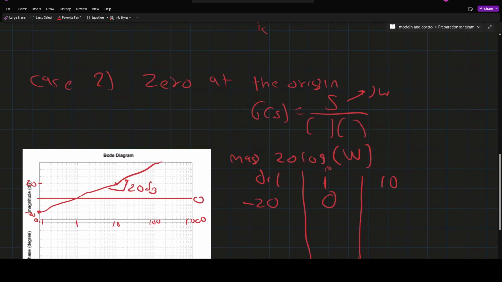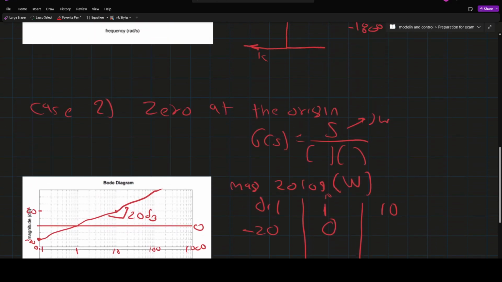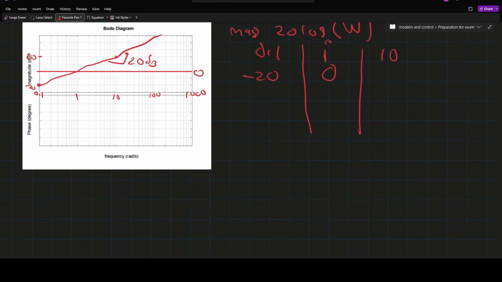Now, how about the angle? Well, the angle is just going to be j, because here the function is s, and s we change for omega j. So if we draw the imaginary axis again, like we did with the constant, this time we only have the unit j here. So it is all 90 degrees, constant through the whole frequency range, because it never changes.